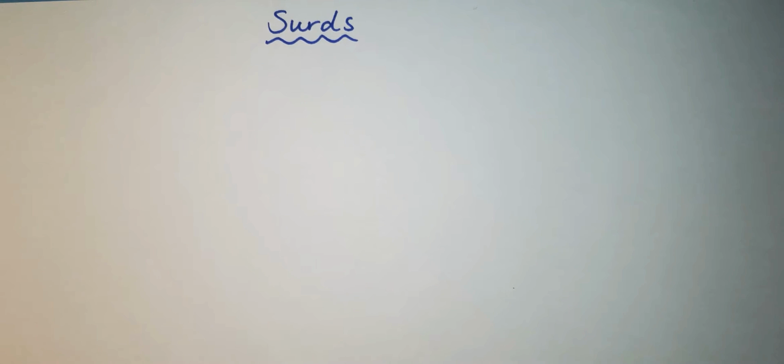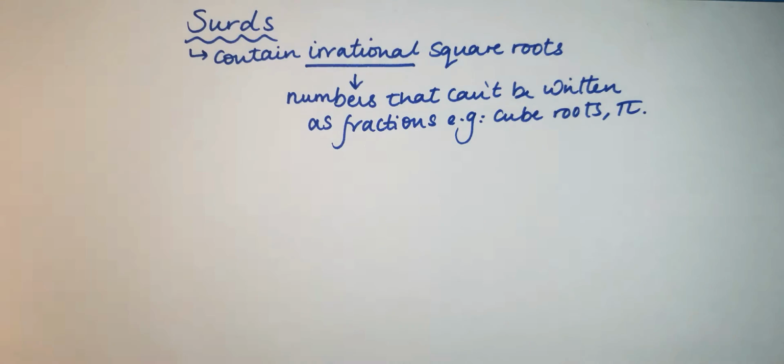In this video we are going to look at surds. So what are surds? A surd is just a square root. So it's just an irrational square root. And remember that an irrational number is something that can't be written as a fraction. So for example, cube roots and the value of pi. So if I just write that for you here, there we have just a description of what a surd is.